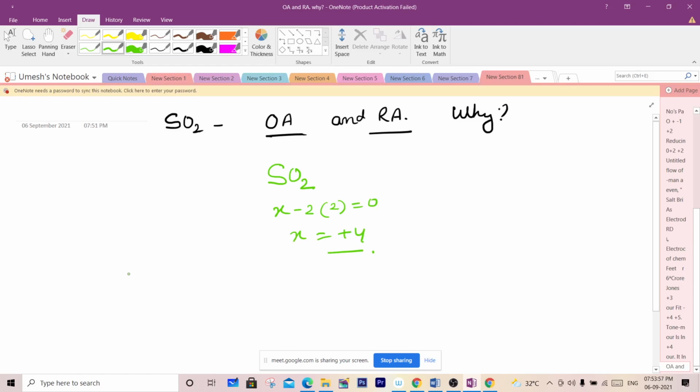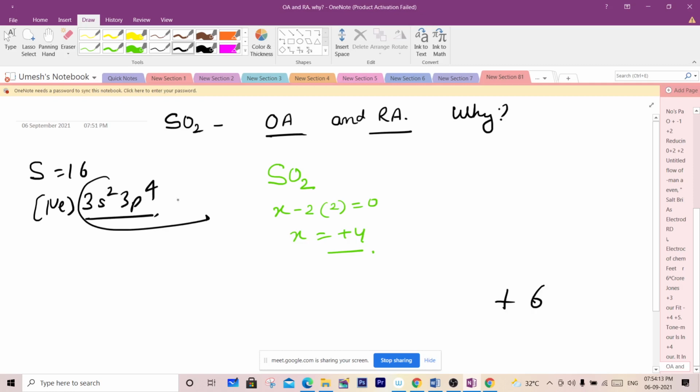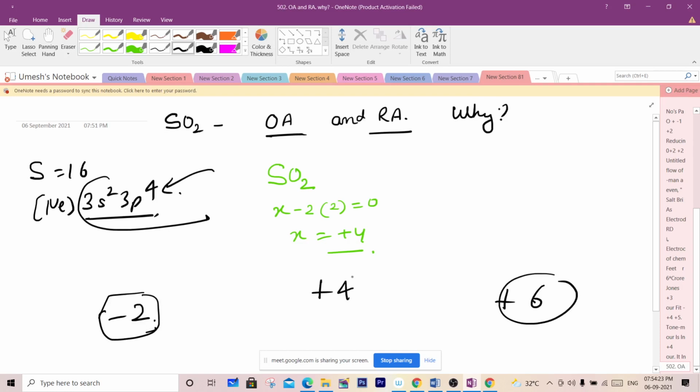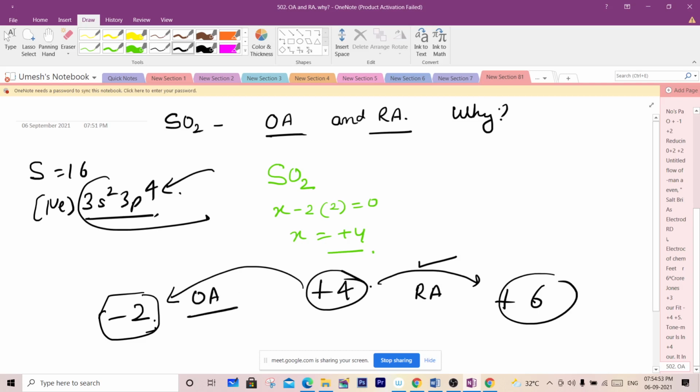Yes or no? And sulfur, if we see the atomic number of sulfur, it is equal to 16. And if you write electronic configuration, it is 3s2 and 3p4. It means maximum it can lose 6 electrons. And it can also gain 2 electrons to get the complete octet. It means it can have minimum oxidation number -2 and maximum +6. And here we have +4. It means it can lose electrons to get +6 or it can gain 2 electrons to get -2. Okay. It means it's very clear that it can lose electrons and that is why it will act like a reducing agent. It can gain electrons and so it will act like an oxidizing agent.